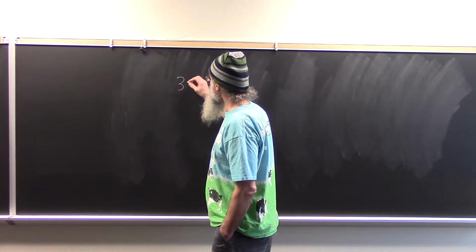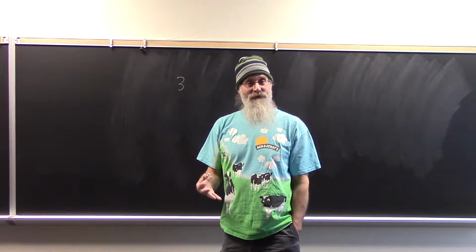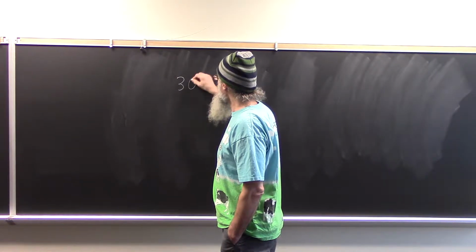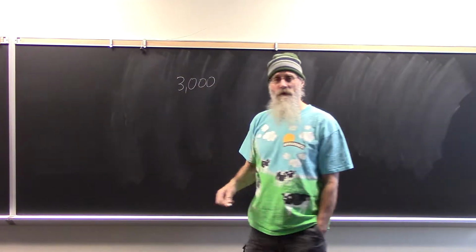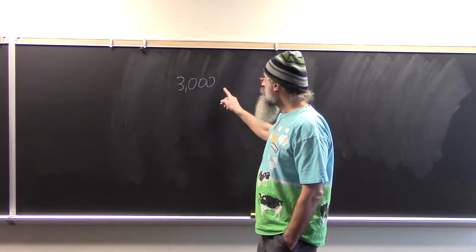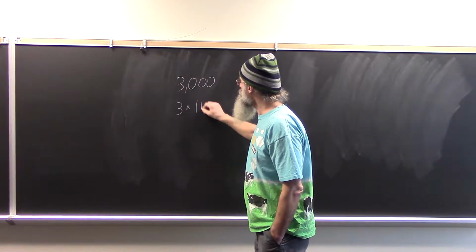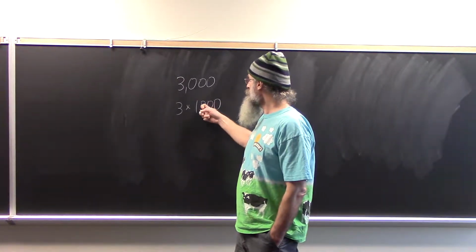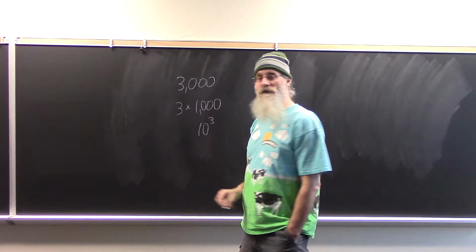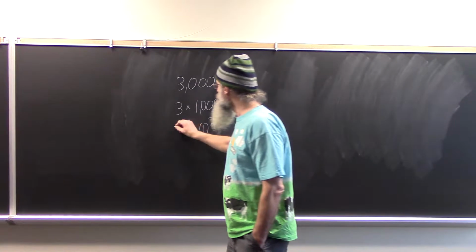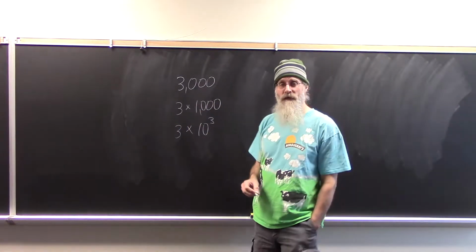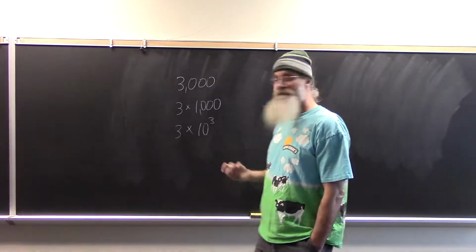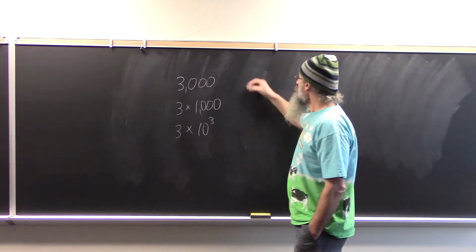So if we had 3, I right away want to do this in a scientific notation form, but I'm resisting it. If we had 3 followed by 1, 2, 3 zeros, that would be the equivalent of 3 times 1,000. And 1,000, because we've got 1, 2, 3 zeros, we know we can write as 10 to the 3. And so this would be equivalent to 3 times 10 to the 3. So 3,000 is really 3 times 10 to the 3. That is scientific notation.